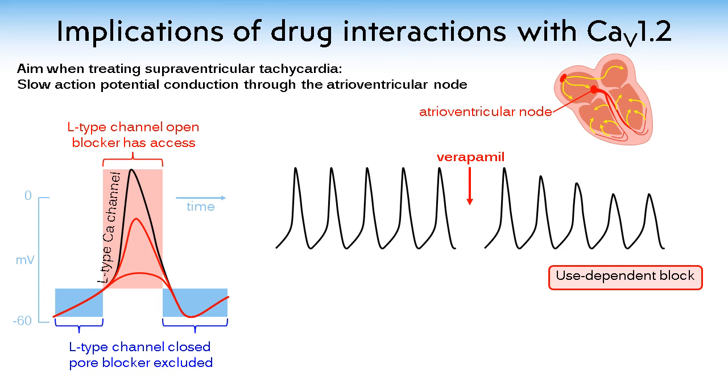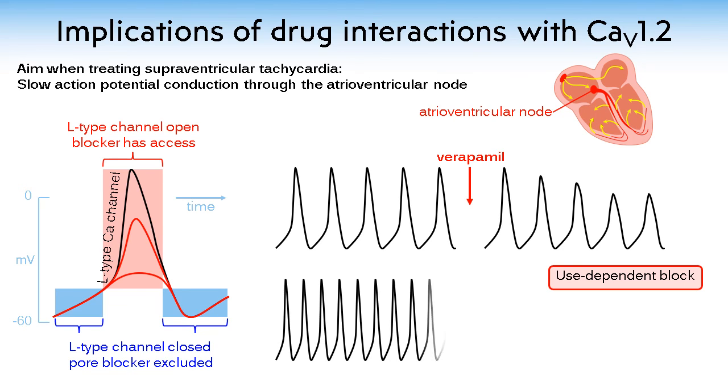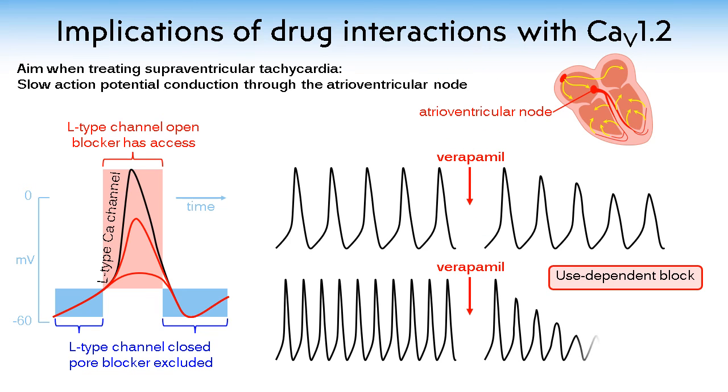If the same experiment is repeated using the same concentration of verapamil but at a higher frequency of action potential firing, even more block develops. That is because the shorter time between each action potential means that the L-type channels are open for an even greater proportion of the time, allowing more block to accumulate. This is an important property. It means that L-type channel pore blockers, like verapamil, preferentially exert their antiarrhythmic effect during periods of increased activity.